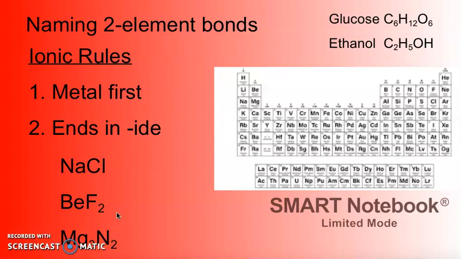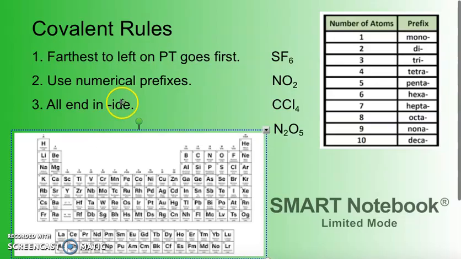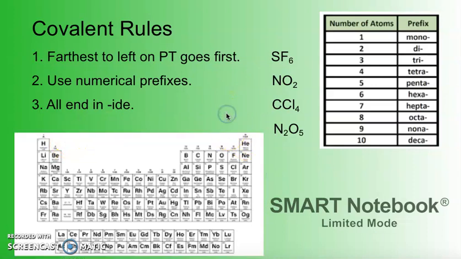Ionics are pretty easy. Covalent, however, even though they're not that hard, they're different. You may remember covalent are having to do with these non-metals, all these non-metals that are up here, and don't forget hydrogen is considered a non-metal too. When you have all these non-metals, you don't have a metal to put first. So let's see what the rules are. The farthest to the left on the periodic table goes first. Okay, so we've got something that tells you which one goes first. And then we get really different with number 2, even though number 3 is going to be the same.